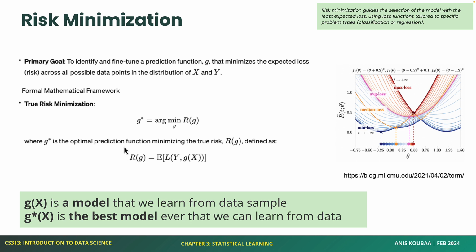R(G) is defined as the expected loss between Y and G(X). G(X) is a model that we learn from a data sample. G star is the best model ever that we can learn from the data. That's the difference you should have in mind. In any case, you're going to develop a model, but you aim for this model to converge to the best model. You can never say I have the best model, one that will always give you 100% correct answers. That's almost impossible. Even if it is 99%, it can fail.